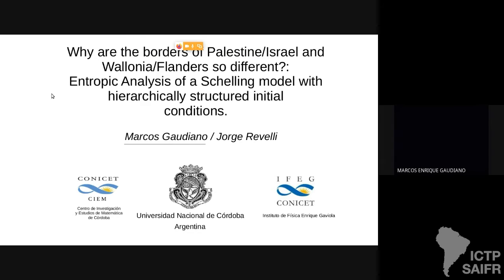Well, I'd like to thank the organizer for giving me the possibility of presenting this work that I carried out in collaboration with George Revelli. Why are the borders of Palestine, Israel, and Wallonia, Flanders so different? This is an entropic analysis of a Schelling model with hierarchically structured initial condition.